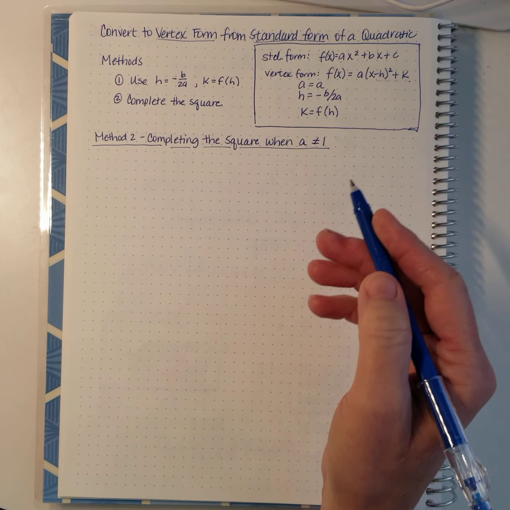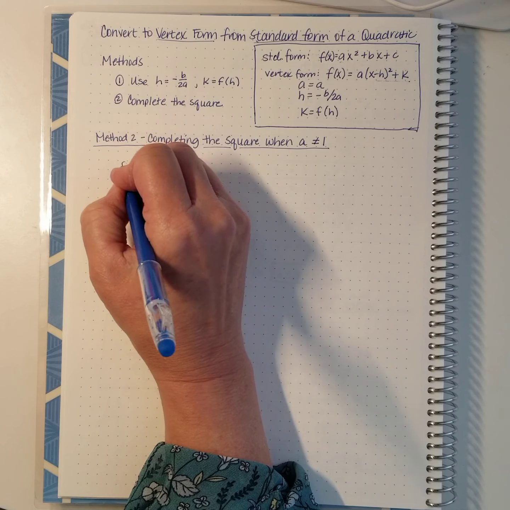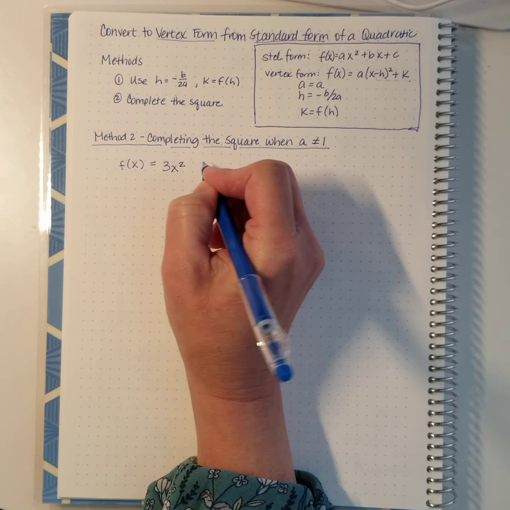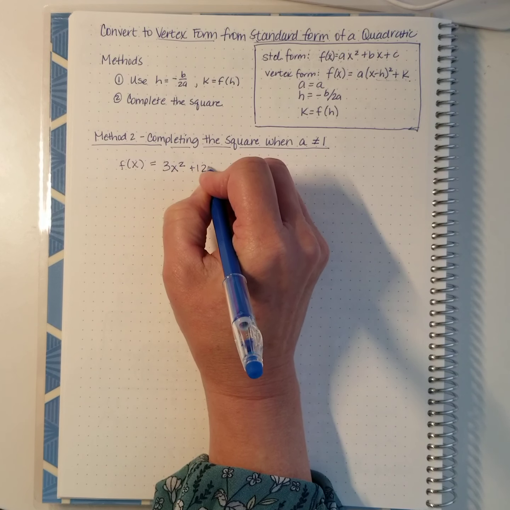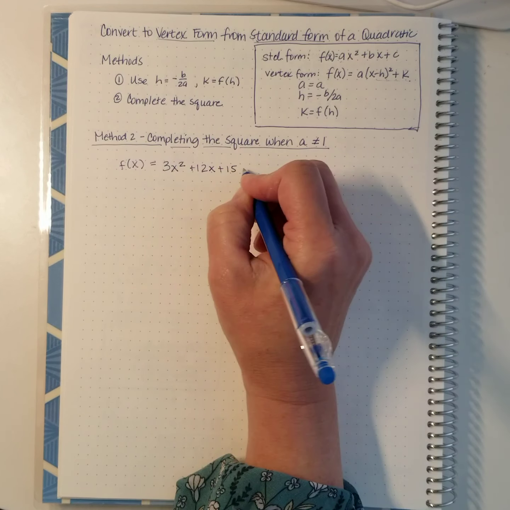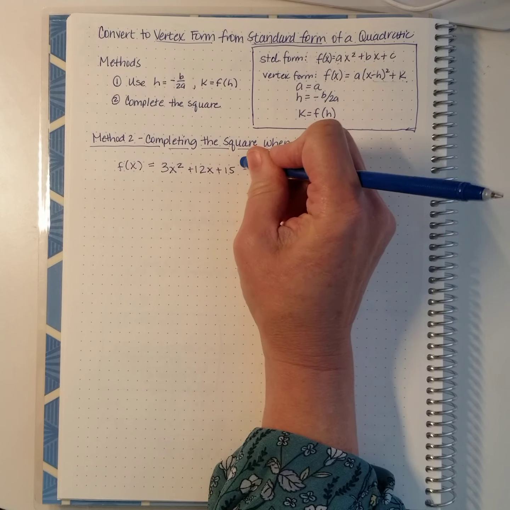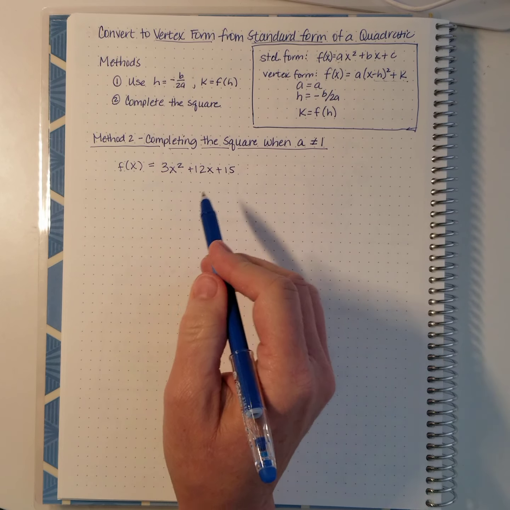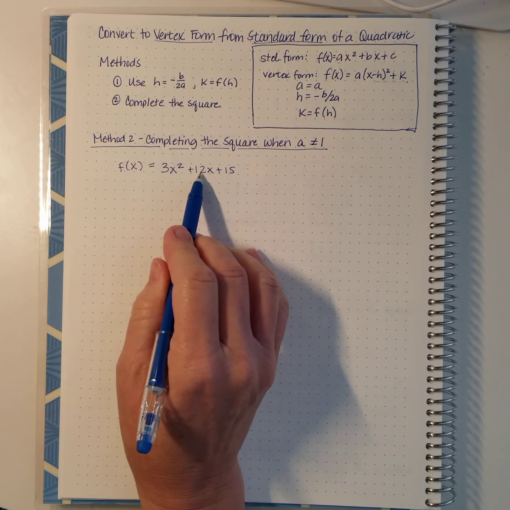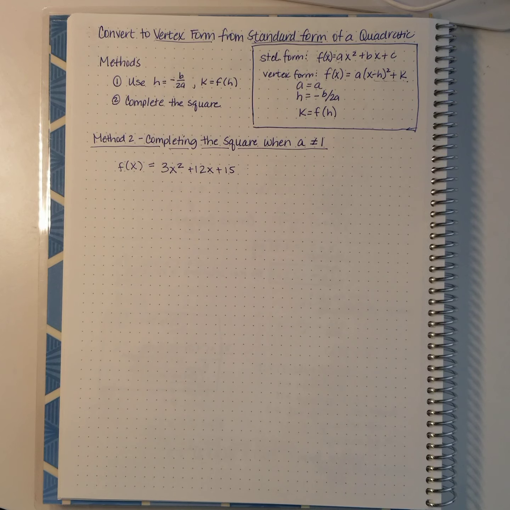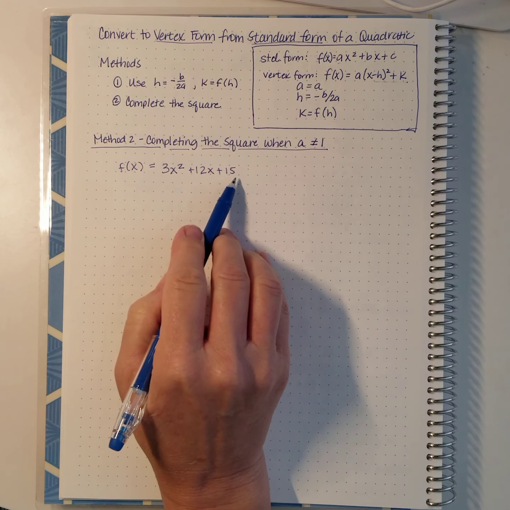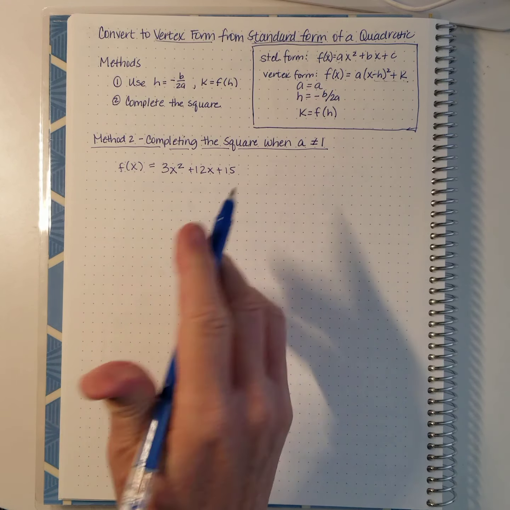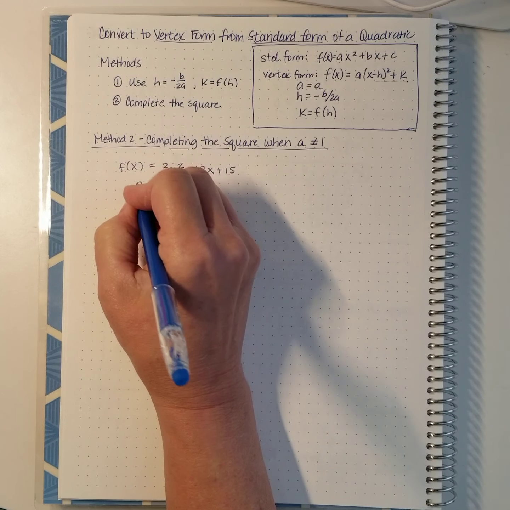So the first step, if we have a problem like f of x equals 3x squared plus 12x plus 15, in order to complete the square and preserve a, what we'll want to do first is notice that all of these are divisible by 3, and that's a good thing. So we're going to want to factor our 3 away. But first, let's do something else. Let's set this equal to 0.